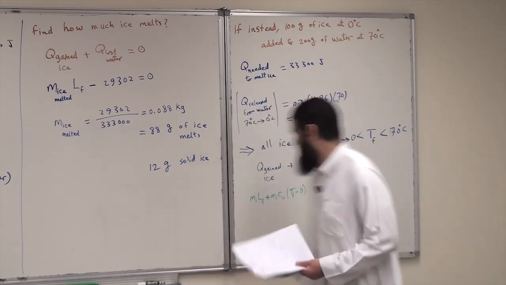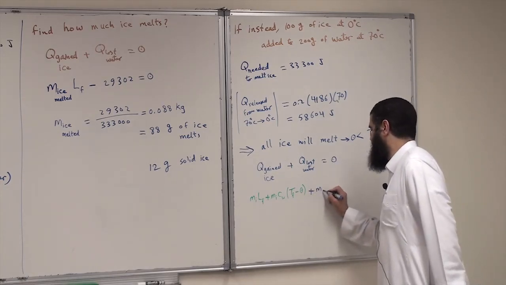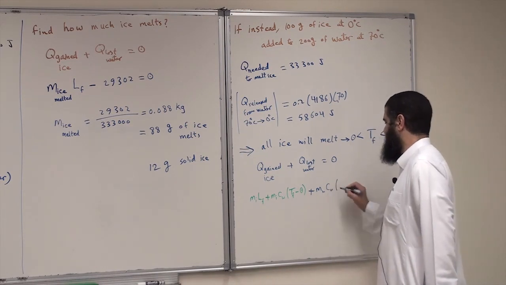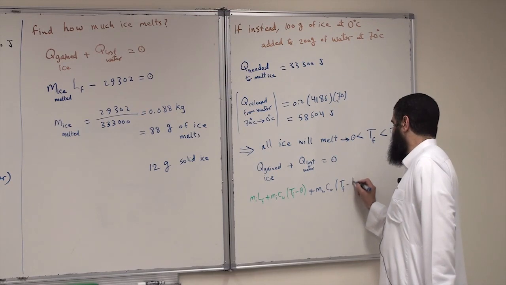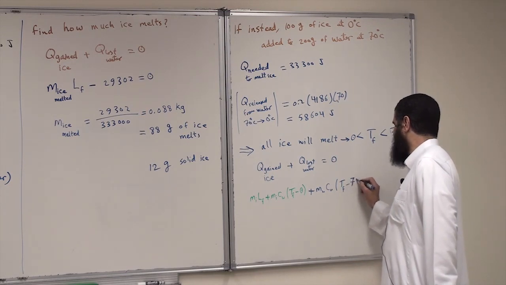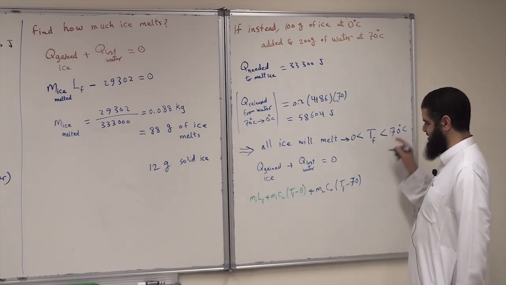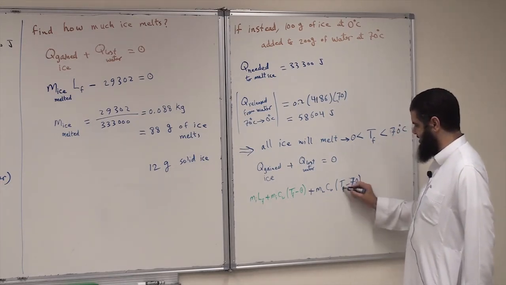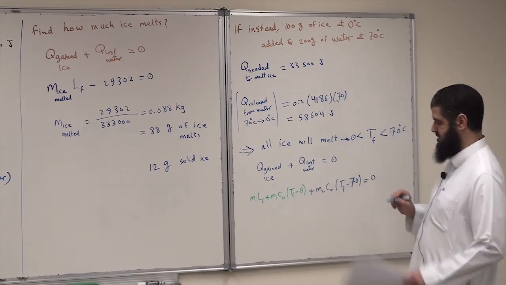What about the amount of heat lost by water? This will be plus mass of water multiplied by specific heat of water multiplied by T final minus T initial, which was 70. Of course, T final will be less than 70, so this quantity will be negative. This is equal to 0.